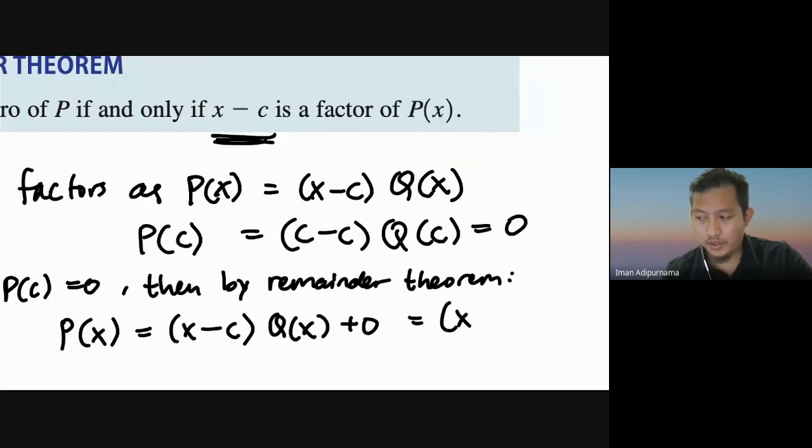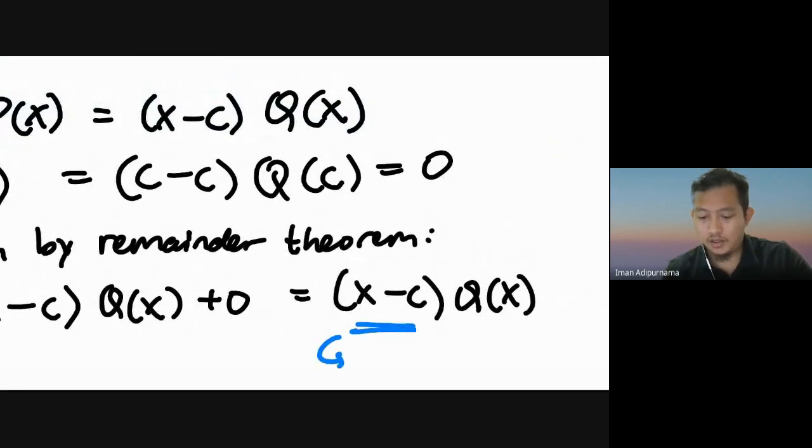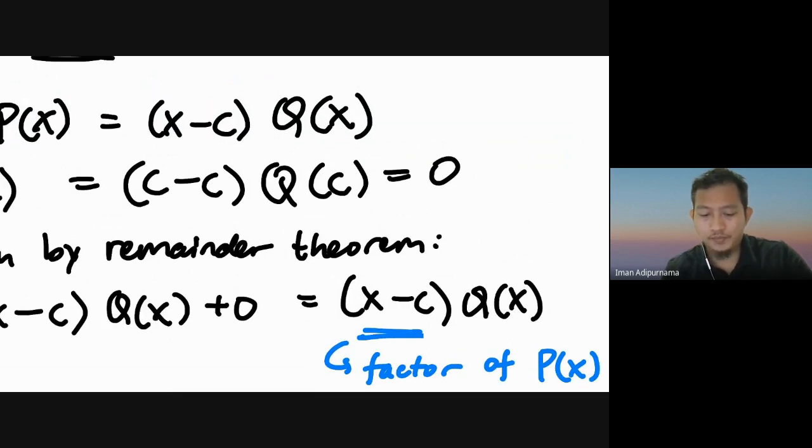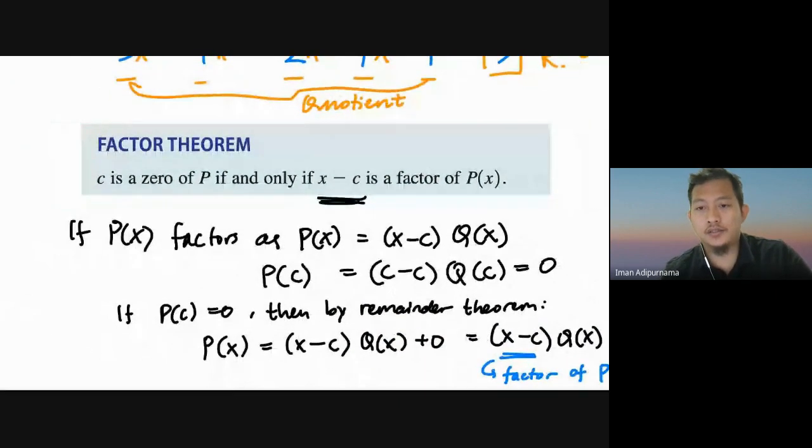We are going backwards, and we are seeing that it's going back here. So x minus c is a factor of P(x). And from the theorem itself, it's reasonable to say that the number c is a zero of P, which means it's a solution of P, if x minus c is a factor. I think that is reasonably correct.